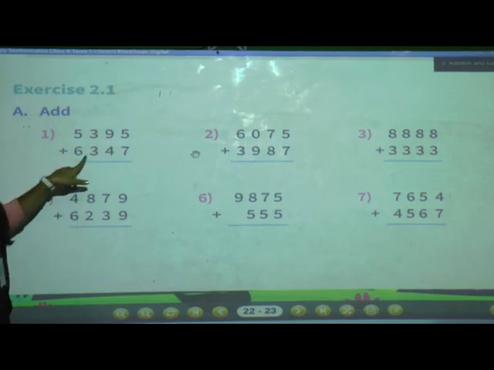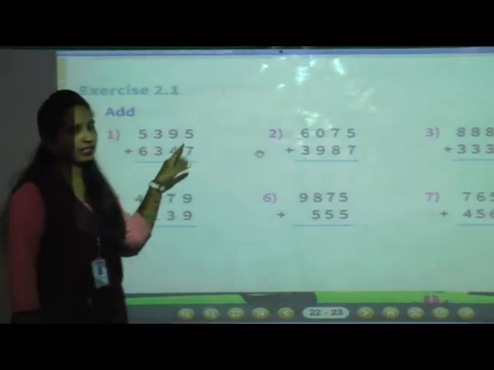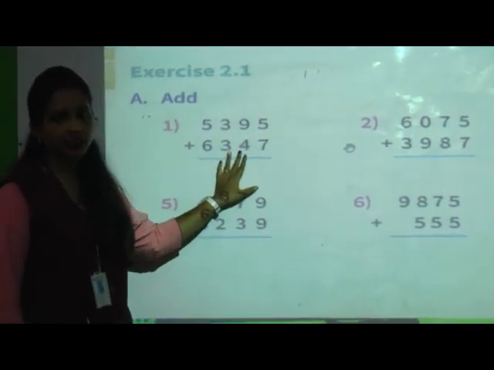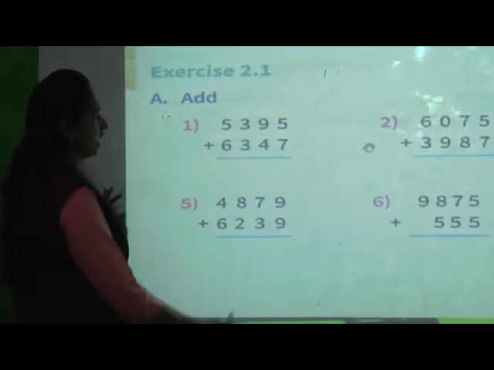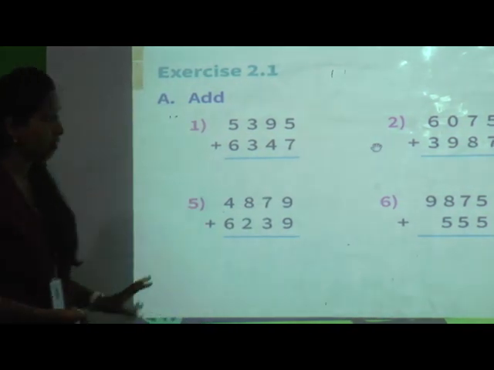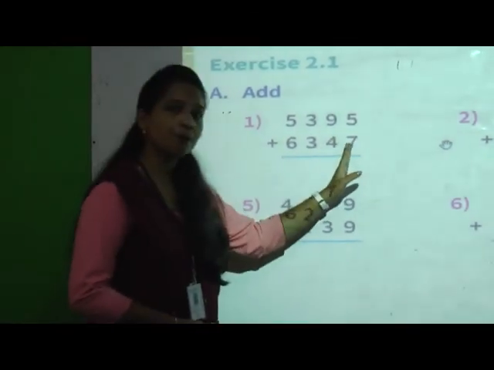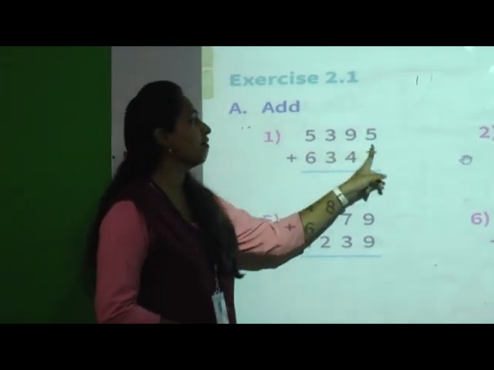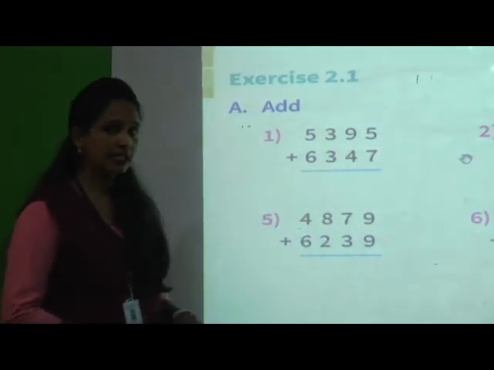5,395 and 6,347. These both are 4-digit numbers. We will add now. Now tell me 5 plus 7. We have to start addition from the ones place. Okay, 5 plus 7. Yes students.